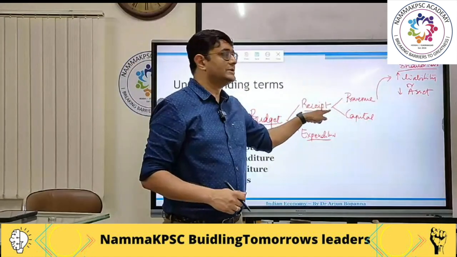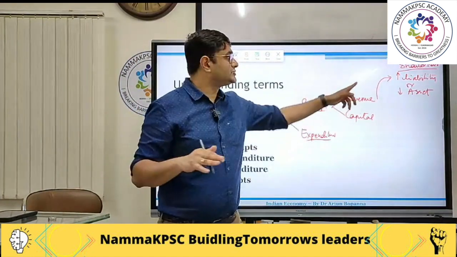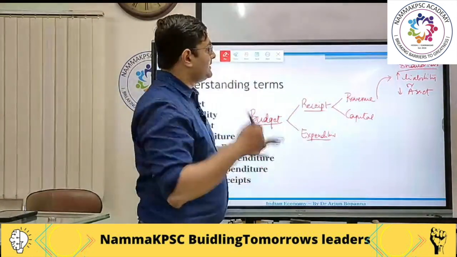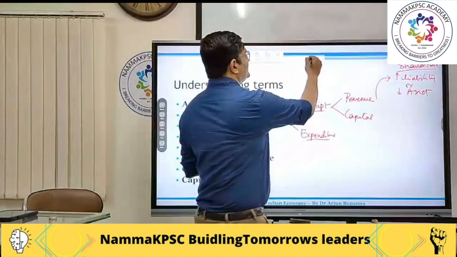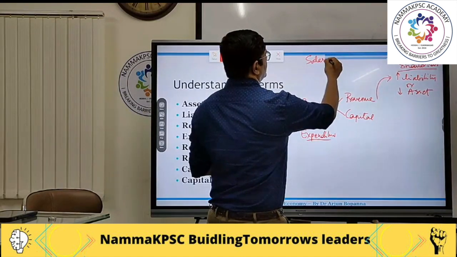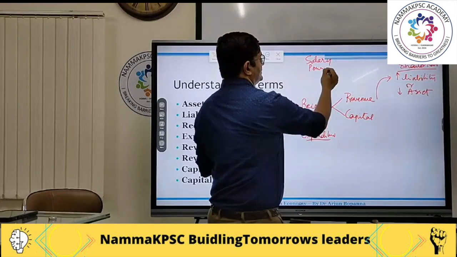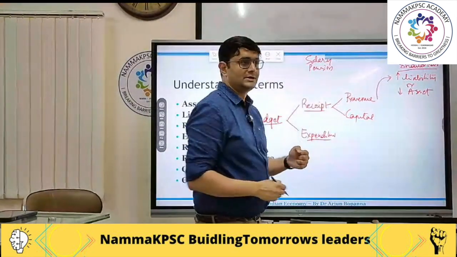By definition, which is what you should use to identify the answer in your multiple choice question, a revenue receipt should not increase liability, neither should it reduce assets. Before that, tell me, what are the sources of money in your house? Salary, somebody's salary, yours or your parents' or your spouse's. Salary, pension. Rent.